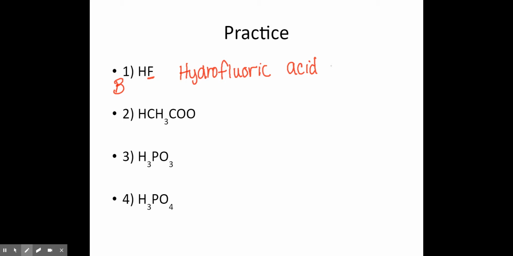Our next one is an oxyacid. So we need to know what this polyatomic ion is. It is acetate. So it ends in ATE, meaning our new ending is going to be IC. So this is acetic acid.